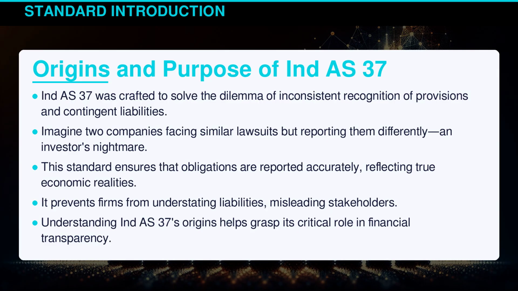Indian Accounting Standard 37 was crafted to solve the dilemma of inconsistent recognition of provisions and contingent liabilities. Imagine two companies facing similar lawsuits but reporting them differently, an investor's nightmare. This standard ensures that obligations are reported accurately, reflecting true economic realities. It prevents firms from understating liabilities, misleading stakeholders. Understanding Indian Accounting Standard 37's origins helps grasp its critical role in financial transparency.